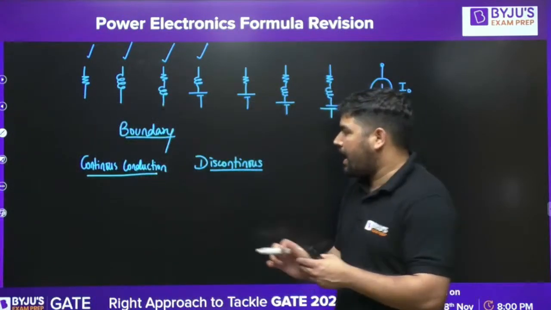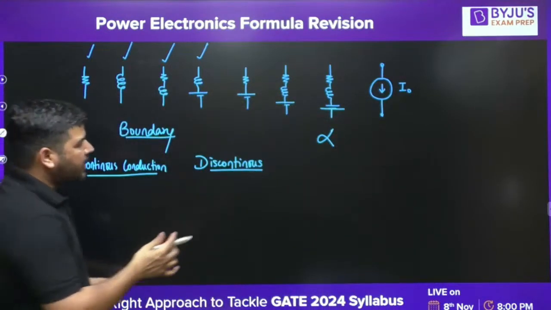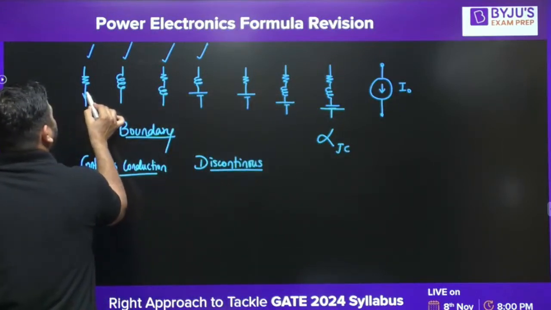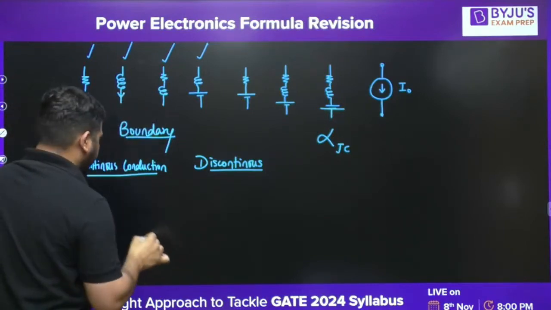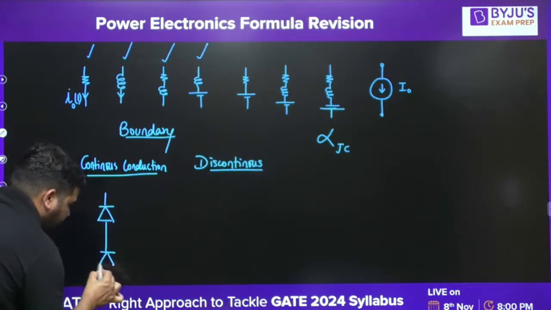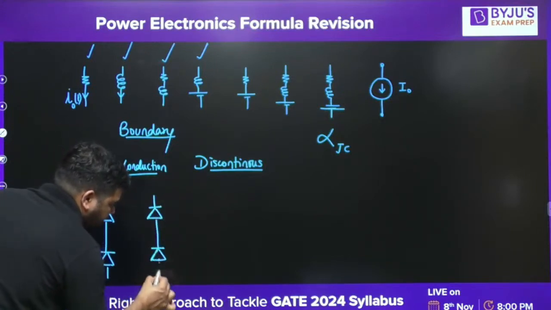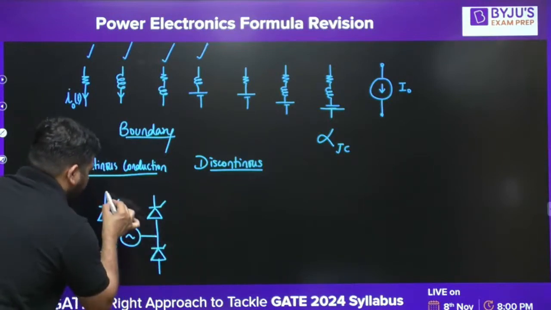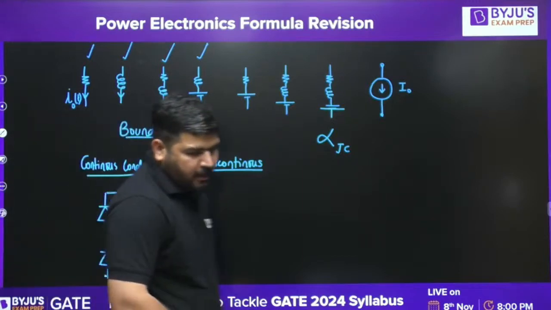There is some firing angle alpha at which the conduction is just continuous. At which the conduction, it means the output current, i naught of t. Let's say we have a single phase full wave controlled rectifier. Let's say we have this circuit, and we have the source, and here we connect some load. So it is a single phase full wave controlled rectifier.